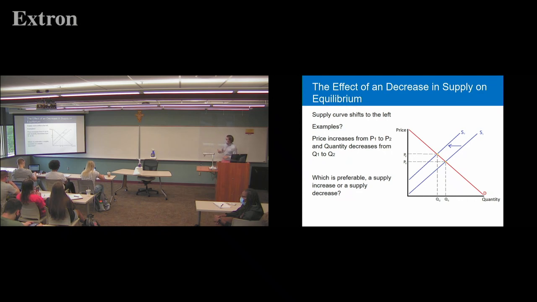Other examples are war or natural disasters. You might have a drought that decreases the supply of crops. And a war might destroy factories. So what's going to happen in these situations? The supply curve shifts to the left. We end up with the price increasing from P1 to P2 as we move from where the original supply curve crosses the demand curve to where the new supply curve crosses the demand curve. And the quantity demanded is going to decrease because of the higher price.